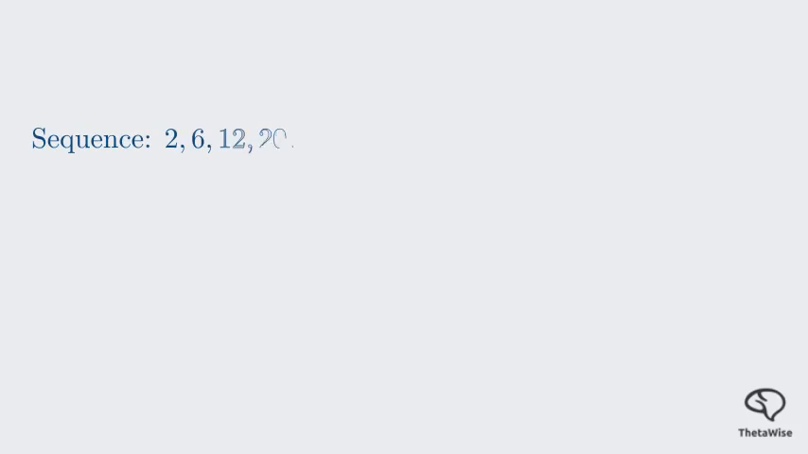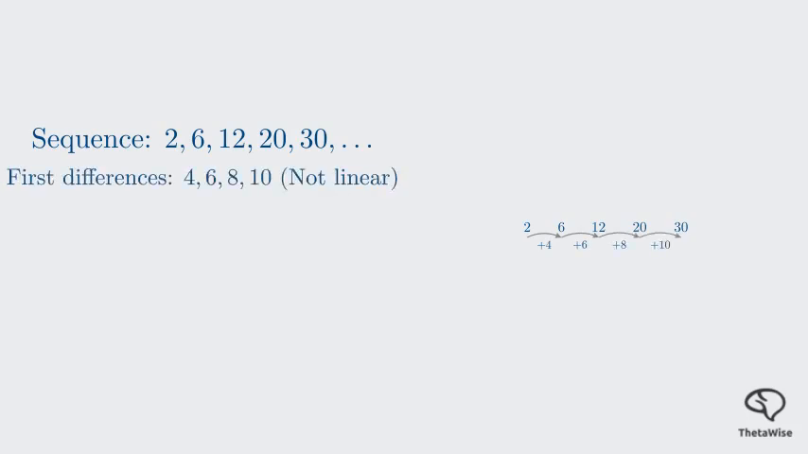Not all sequences change by the same amount each time. Let's look at a slightly more complex pattern. First, let's find the differences between these terms. The first differences are 4, 6, 8 and 10. These aren't the same, so it's not a linear sequence. But look what happens when we find the difference of the differences. The second difference is constant at positive 2. When the second difference is constant, we are dealing with a quadratic sequence.